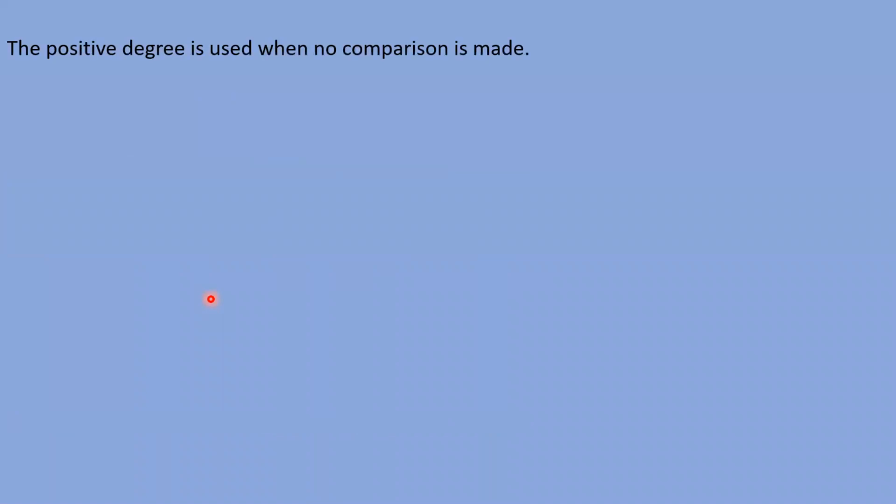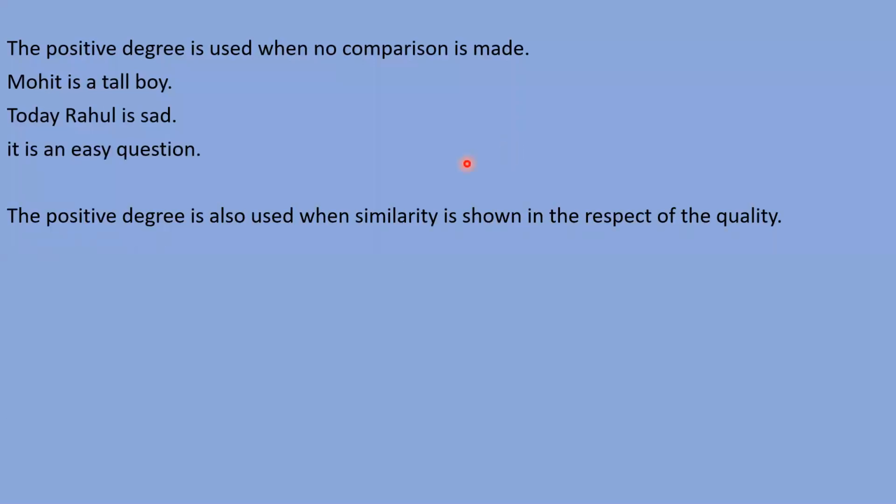Next, the positive degree is used when no comparison is made. Whenever we don't make any comparison, at that time we should use the positive degree. Like, Mohit is a tall boy, so I'm not comparing anything, that's why I have used the positive degree. Today Rahul is sad, positive degree. Easy question, positive degree.